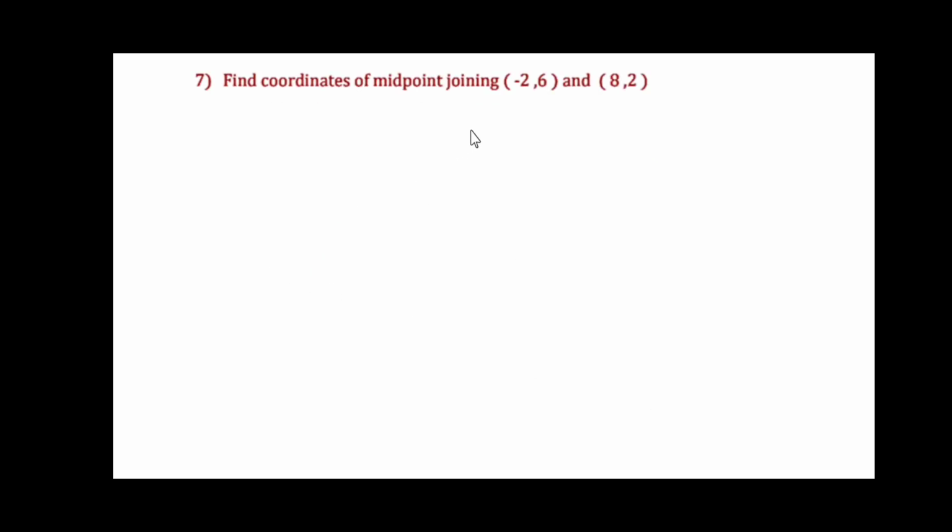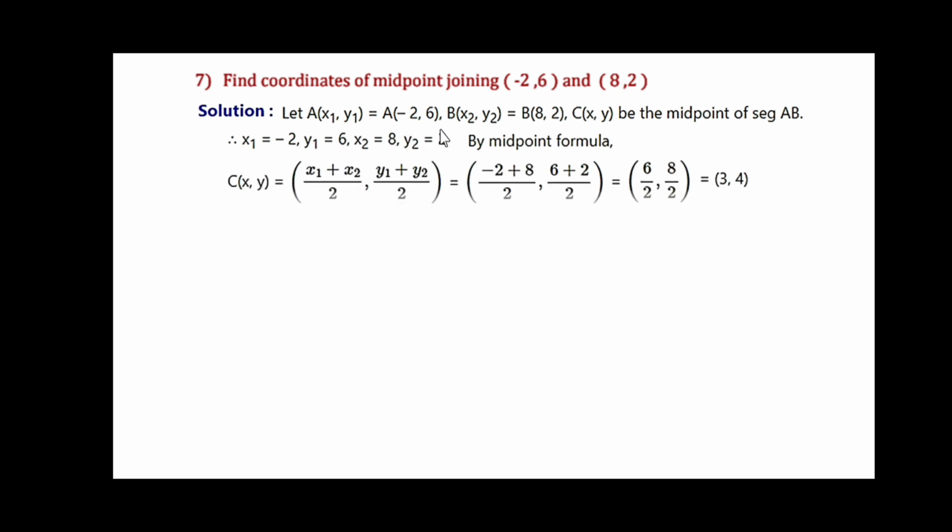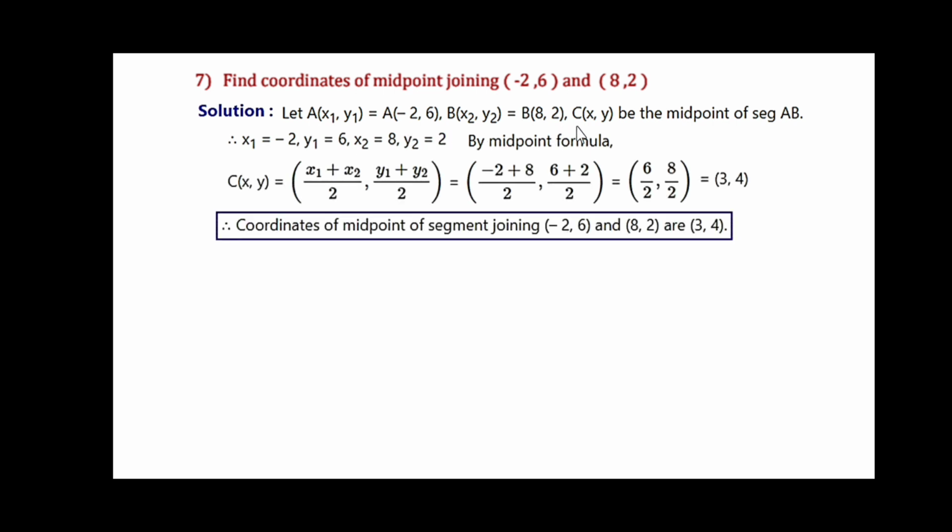Now find the coordinates of the midpoint joining (minus 2, 6) and (8, 2). Friends, let A (x1, y1) be A (minus 2, 6) and B (x2, y2) be B (8, 2). Say (x, y) is the midpoint of the segment AB. Now from here we get x1 is minus 2, y1 is 6, x2 is 8 and y2 is 2.